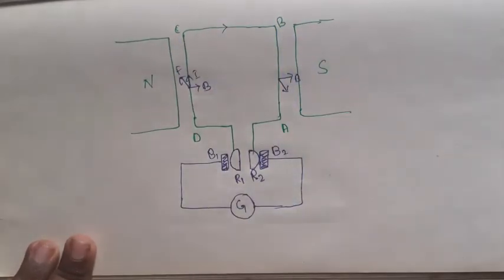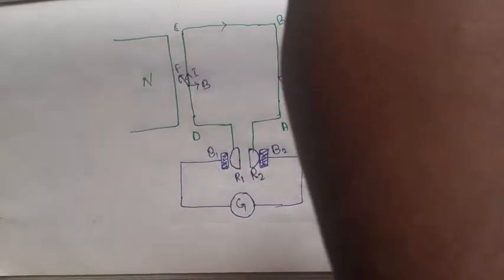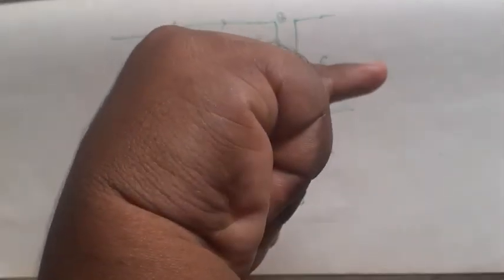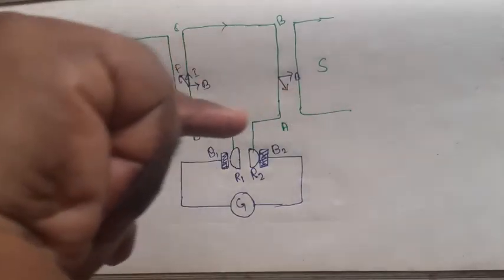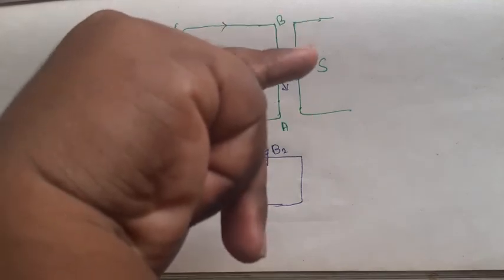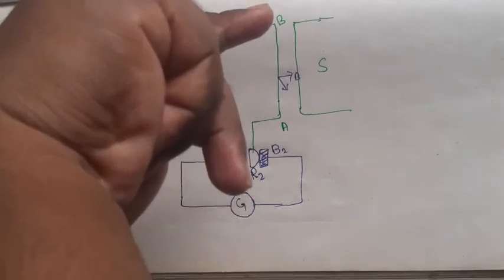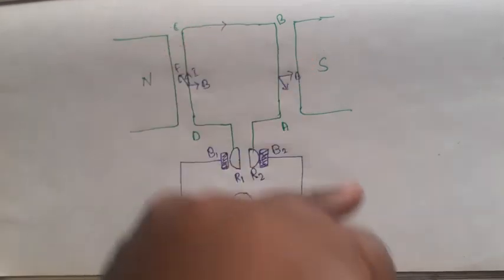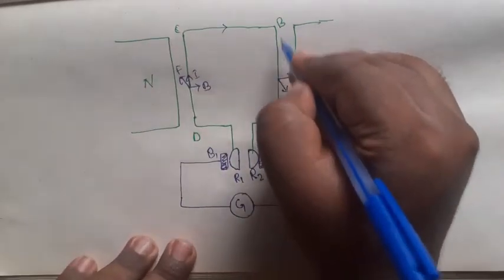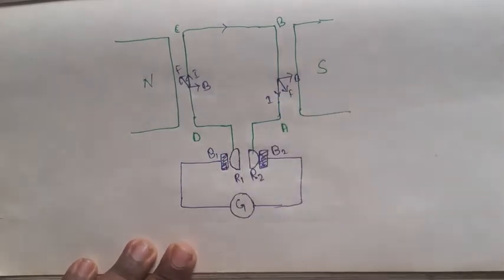And also here in arm AB, the motion of the conductor is in the downward direction. Place your thumb in the downward direction. Next, align your forefinger in the direction of the magnetic field, from left to right. It shows the direction of the induced current is downward. So the direction of the induced current is B to A. This is the direction of the current.